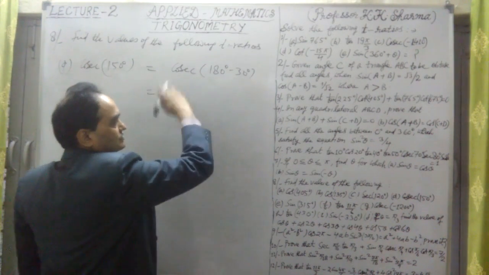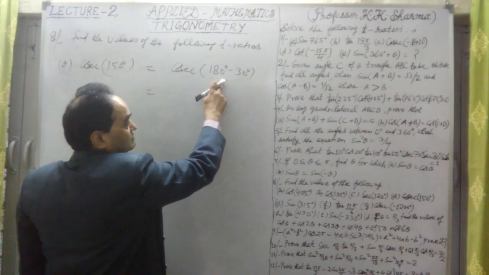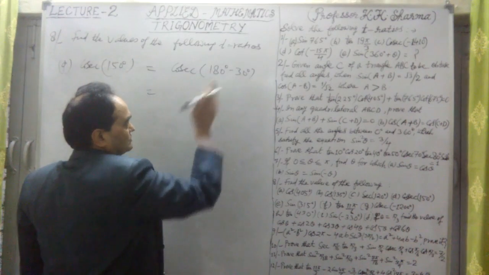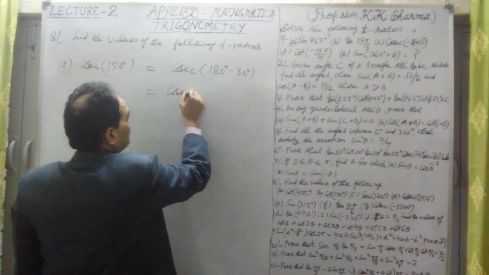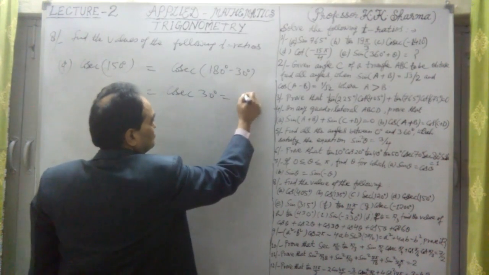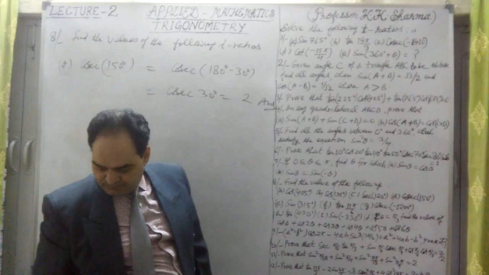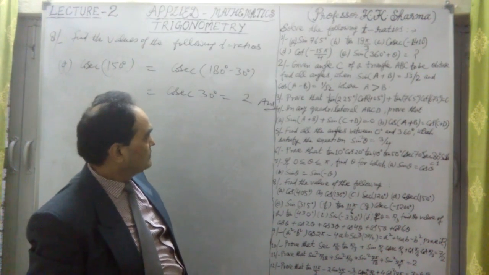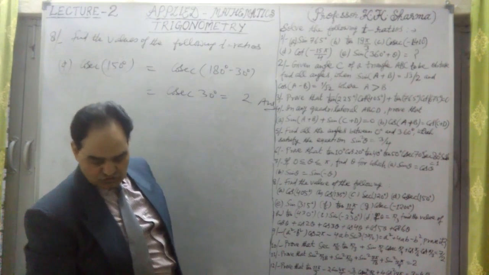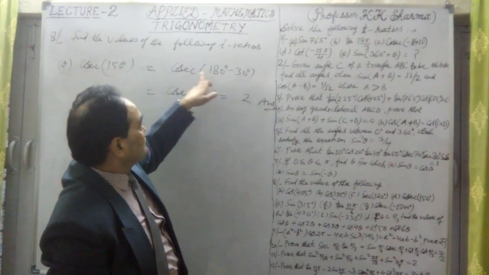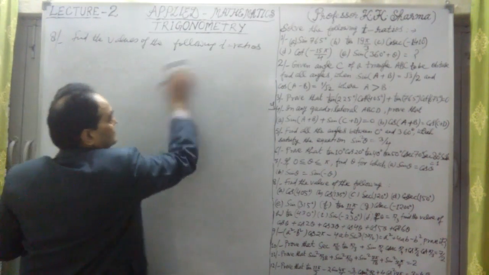For 180 plus theta, 180 minus theta, 2 pi plus theta or minus theta, the trigonometric function remains the same: cosec stays cosec, sine stays sine. If it is 90, then cosec becomes sec and sec becomes cosec. So cosec is positive at 30 degrees. Now cosec 30 is 2 only, positive, because sine 30 degree is 1/2. This is the answer, because 180 minus theta lies in the second quadrant where cosec is positive, and the angle stays the same. Part D we have done.